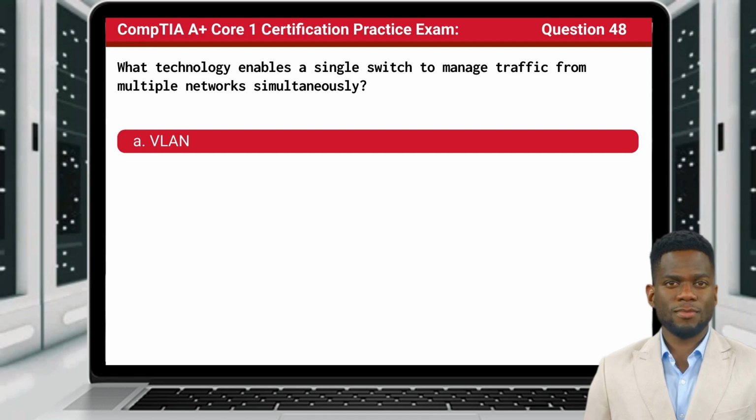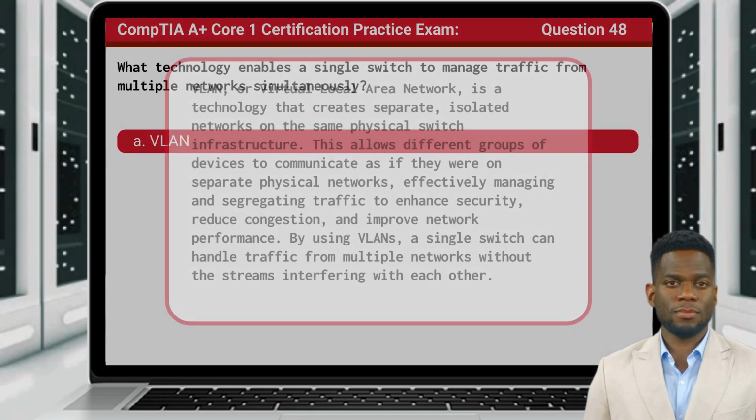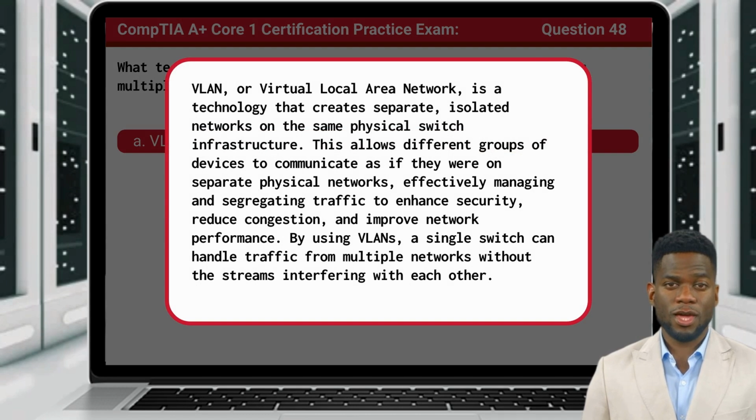The answer is A. VLAN. VLAN, or Virtual Local Area Network, is a technology that creates separate, isolated networks on the same physical switch infrastructure. This allows different groups of devices to communicate as if they were on separate physical networks, effectively managing and segregating traffic to enhance security, reduce congestion, and improve network performance. By using VLANs, a single switch can handle traffic from multiple networks without the streams interfering with each other.